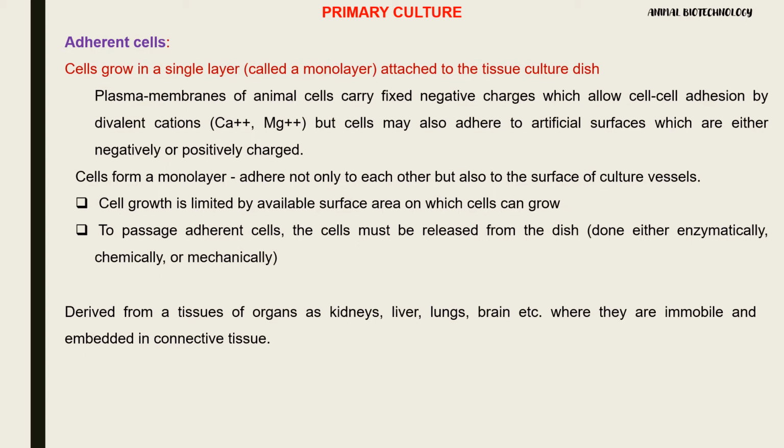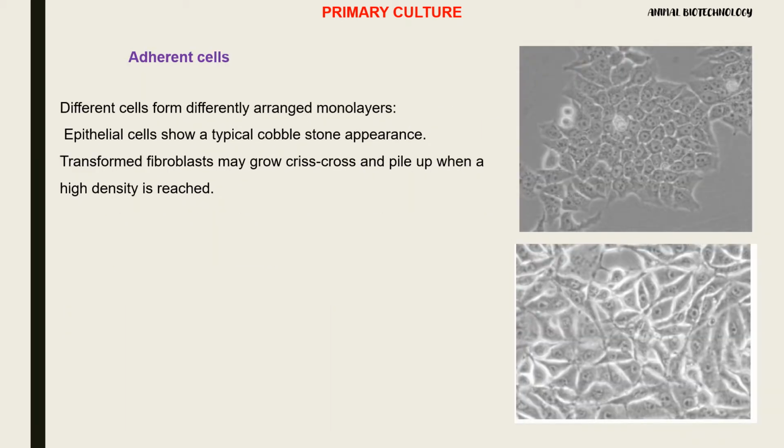They are immobile and embedded in connective tissue. The figure here shows the epithelial adherent cells and the transformed fibroblast cells. The epithelial cells look like a cobblestone appearance, while the fibroblasts grow crisscross and pile up when the high density is reached.